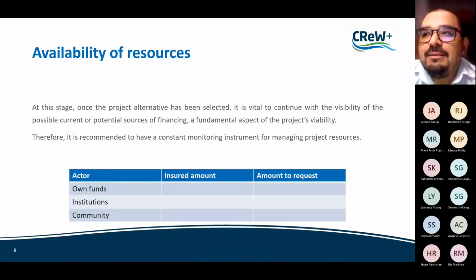I think it's the last aspect of the document before the logic framework matrix, that is the availability of resources. At this stage, once the project alternative has been selected, it is vital to continue with the visibility of the possible current or potential sources of financing, a fundamental aspect of the project's viability. Therefore, it is recommended to have a constant monitoring instrument for managing project resources.